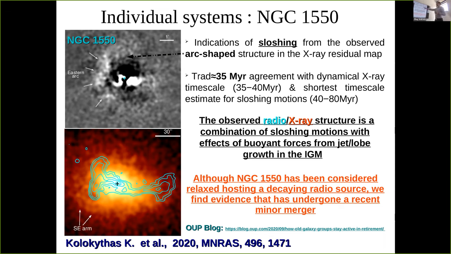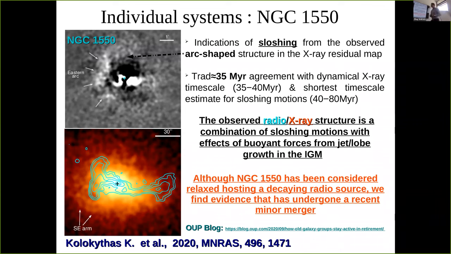So we find that the radiative age is in agreement with the X-ray dynamical scale of 35 to 40 million years, and the shortest time scale estimate for the sloshing motions is between 40 to 80 million years. So we suggest that the observed radio and X-ray structure is a combination of sloshing motions with the effects of forces from the jet lobe growth in the ICM.